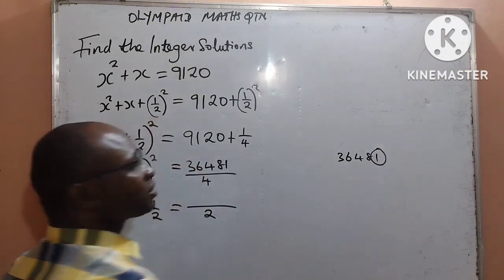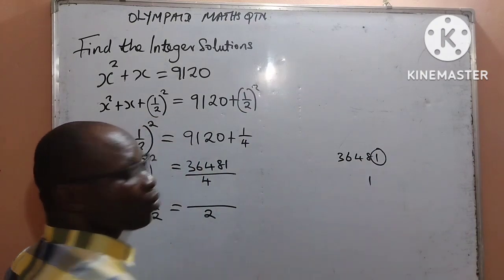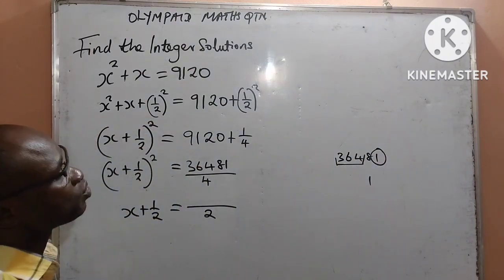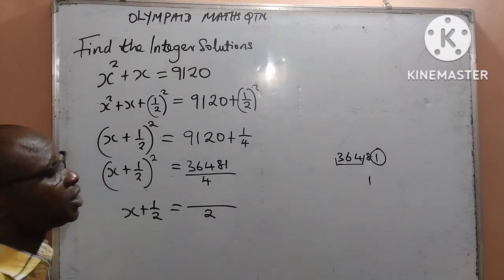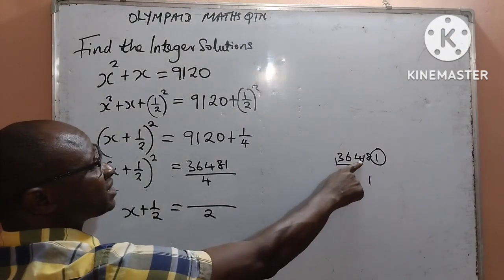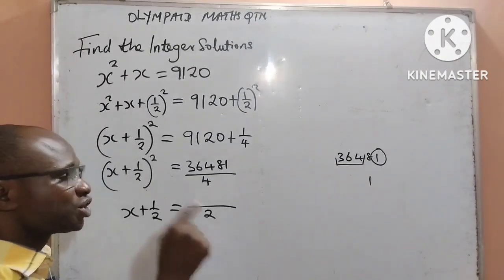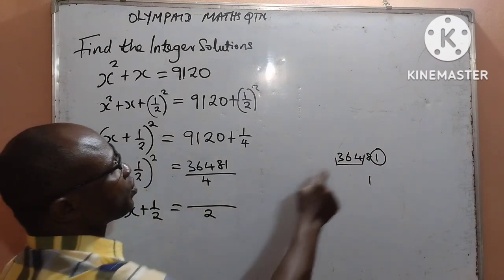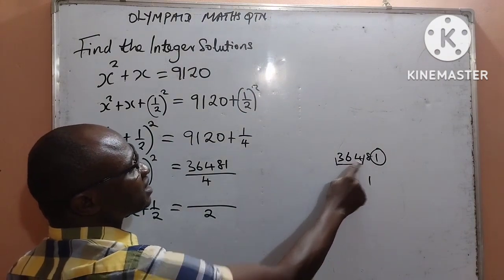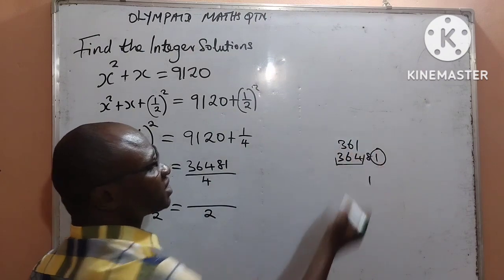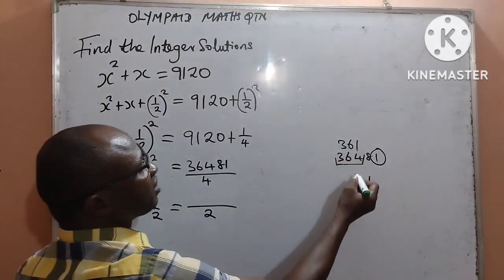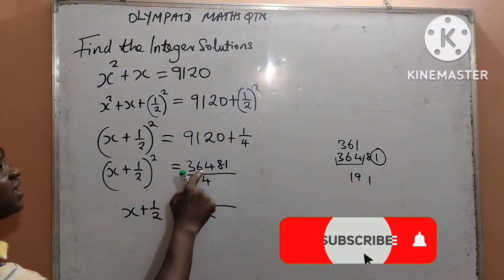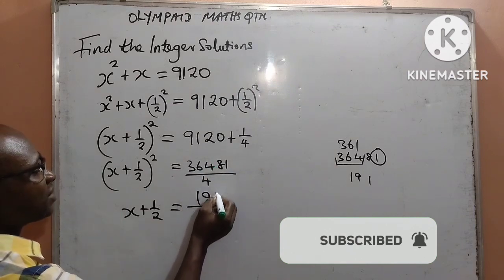36481. I will just find the square root of the last digit, and that is going to give me 1. Then, I take the first 3 digits and find the square root, and where the square root cannot hold, I find a number that is closest to it, which is a perfect square closest to 364, and that number is 361. I will now take the square root of 361, which will give me 19. So we can now say that the square root of 36481 is 191.